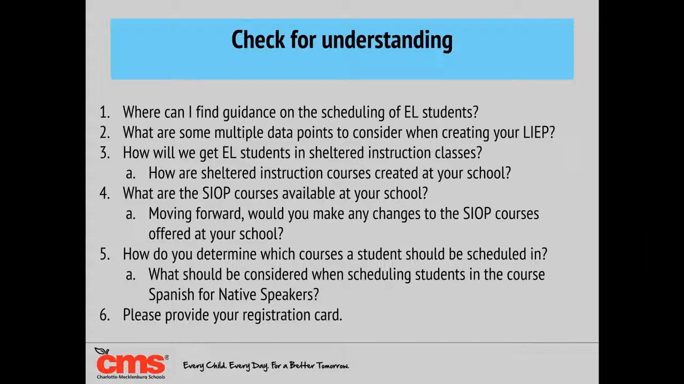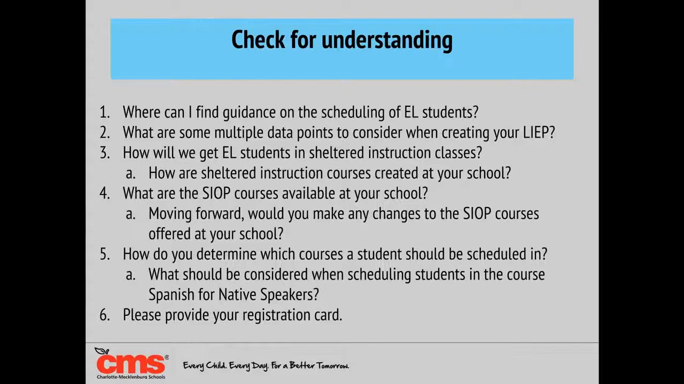Number 2 says, what are some multiple data points to consider when creating your LIEP? So basically, that is taking the information about the students that you have in your school and figuring out how best to schedule them. It's more looking at the big picture in your master schedule as far as how many sections you're going to have of ESL coursework, and if you've got some trained staff, how to make sure the ESL students get in those classes. They can go back to that reference tool and see what the data points are in that chart.